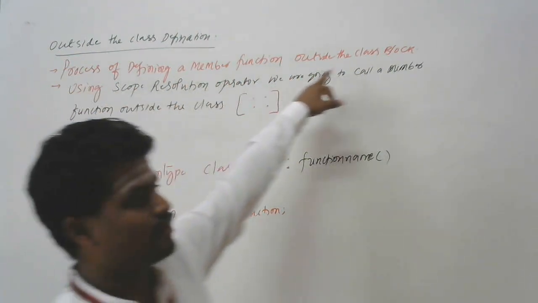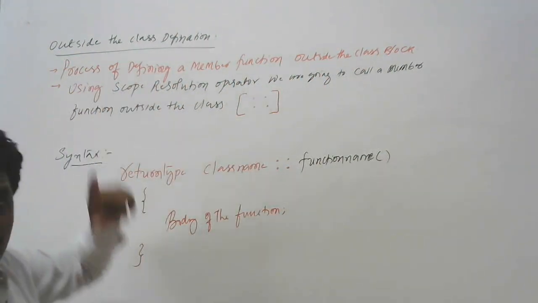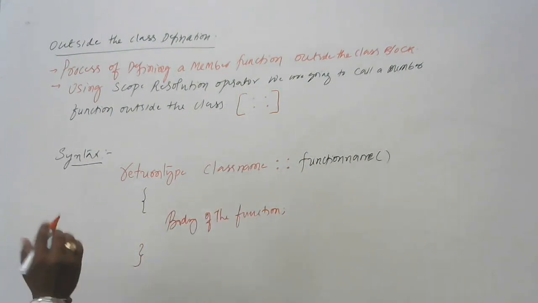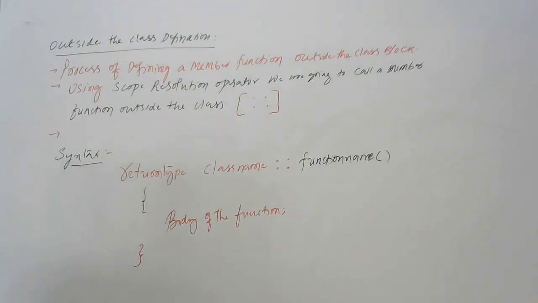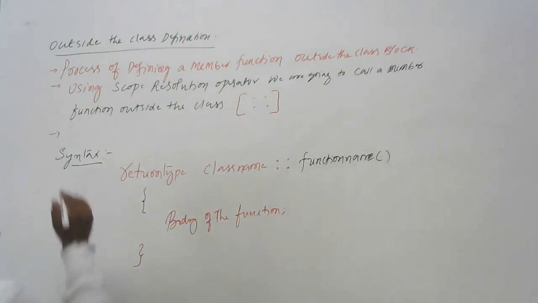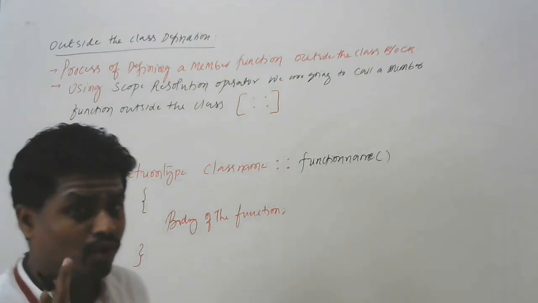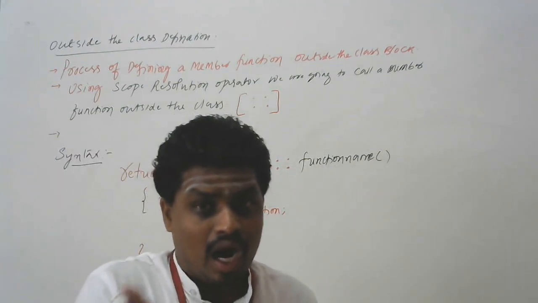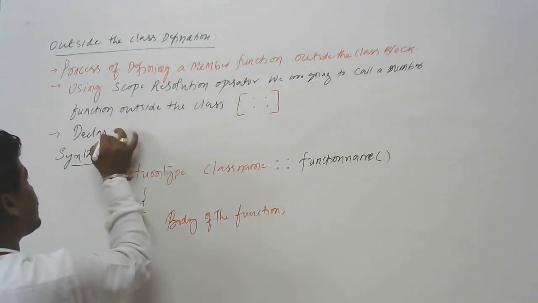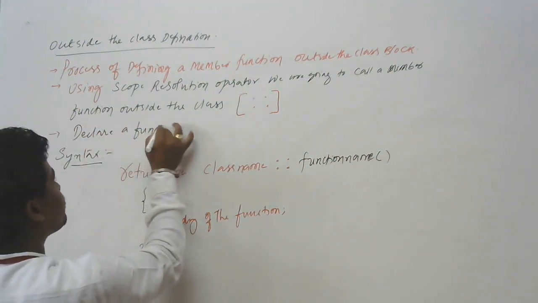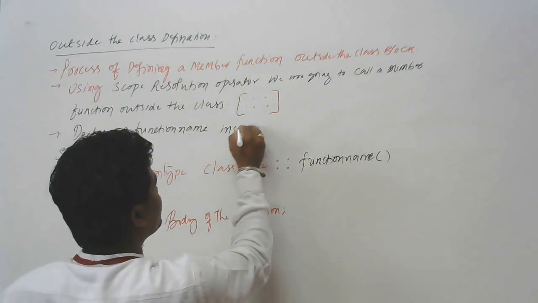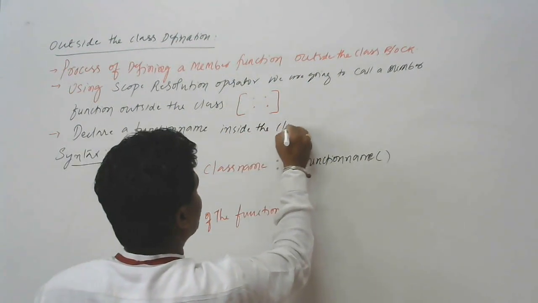Process of defining a member function outside the class, and how are you calling that member function? Using the scope resolution operator. And one more point to remember, dear students, that's very important. Before calling a member function outside the class, you are supposed to declare a function name inside the class first.